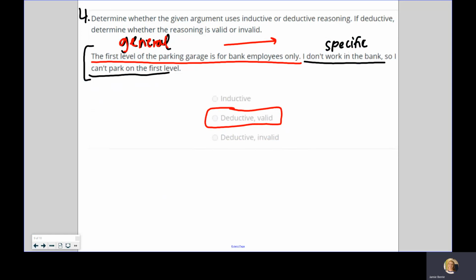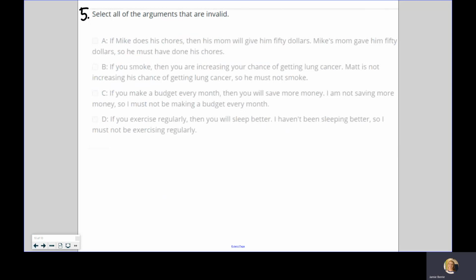All right, let's look at some examples of invalid arguments. On number five, it says select all of the arguments that are invalid. So these are going to be arguments where the conclusion is not guaranteed. If Mike does his chores, then his mom will give him $50. Mike's mom gave him $50, so he must have done his chores. There's other reasons that Mike's mom could have given him $50, right? So this one's invalid. I'm just going to do a little check mark here.